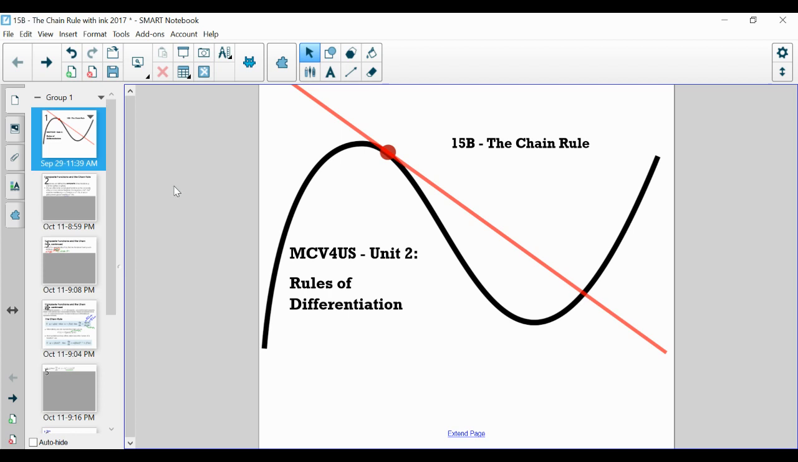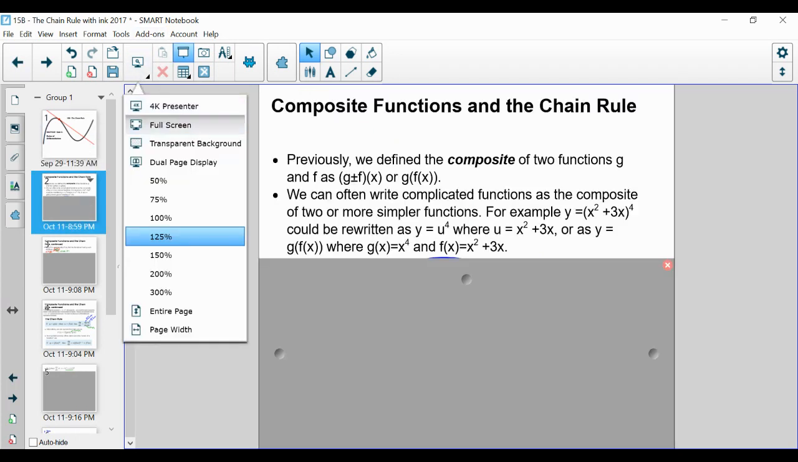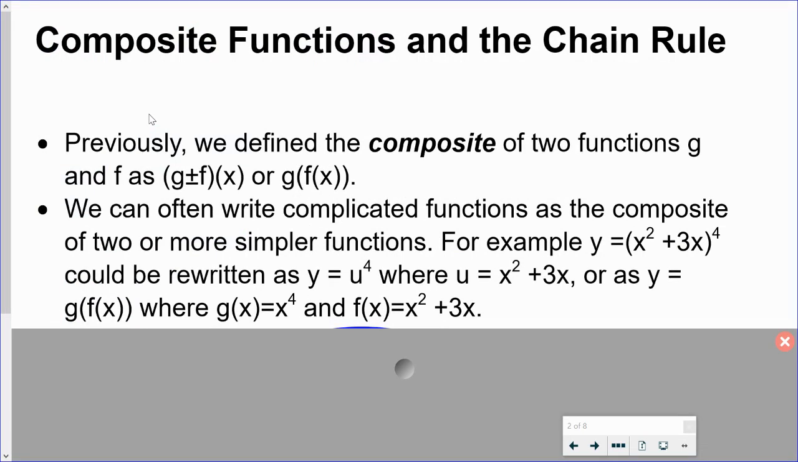Hello everybody and welcome to our video on 15b, which is the chain rule. The chain rule is probably one of the derivative rules that you're going to use the most. Okay, and before we talk about the chain rule, we need to talk about what a composite function is.